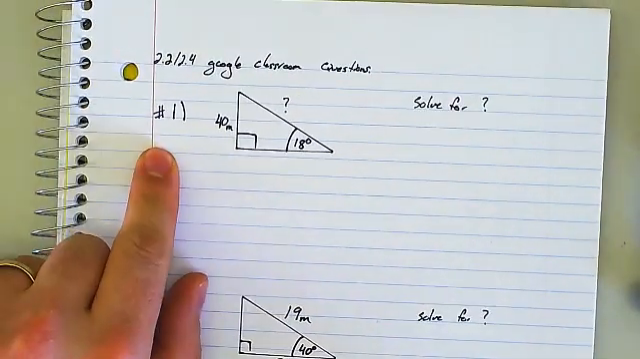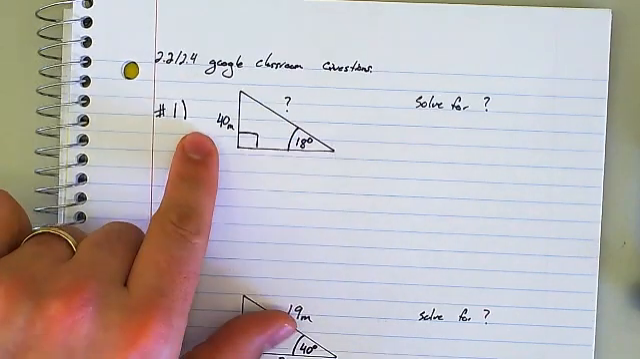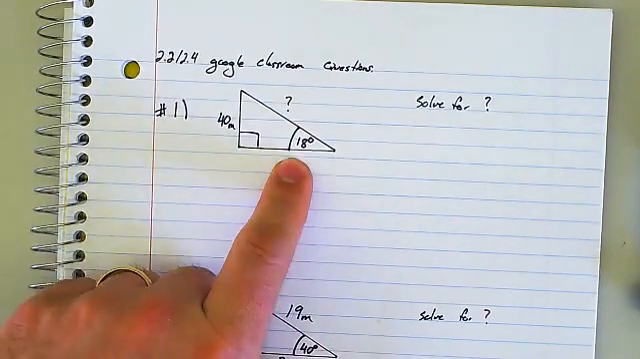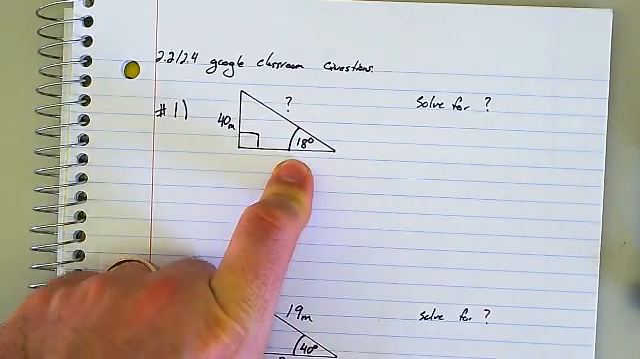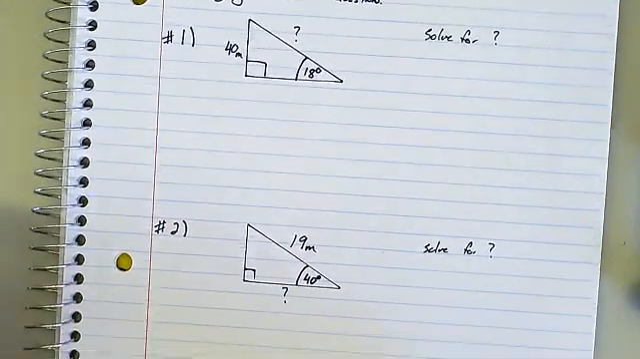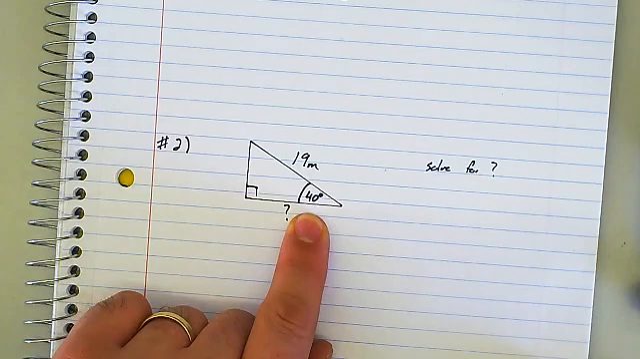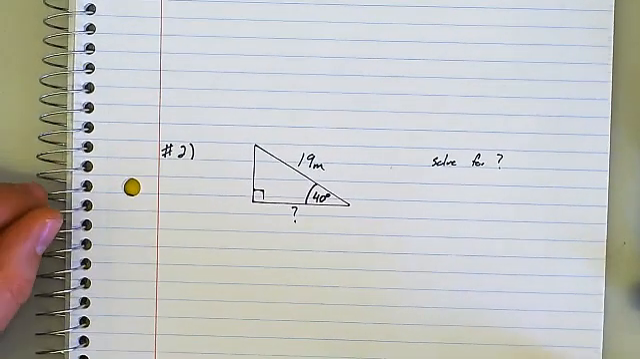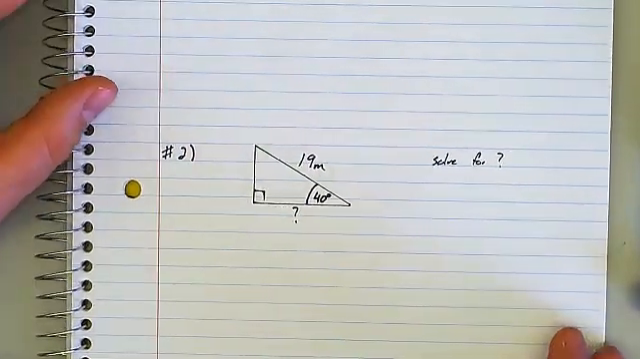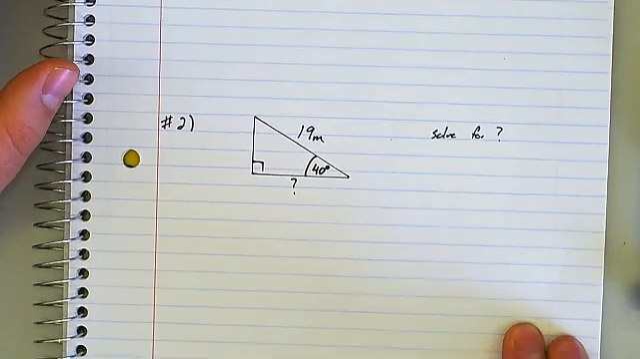For right now, the Google Classroom questions, so again, only going to be 2 of them. The first question is you have to solve for the unknown side. We know that this side is 40 and this is 18 degrees, not 180. And for question 2, unknown side, this is 19 meters and 40 degrees.